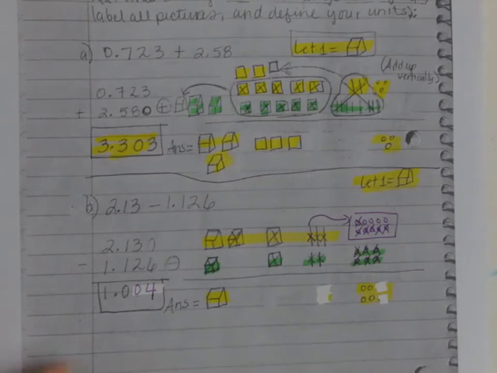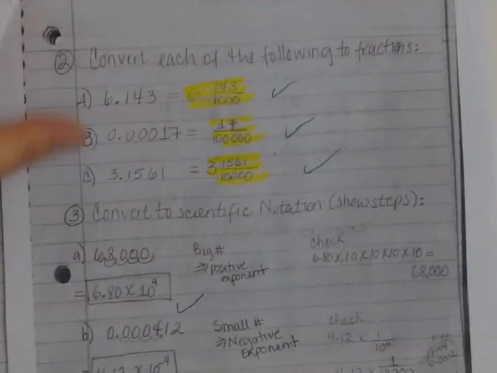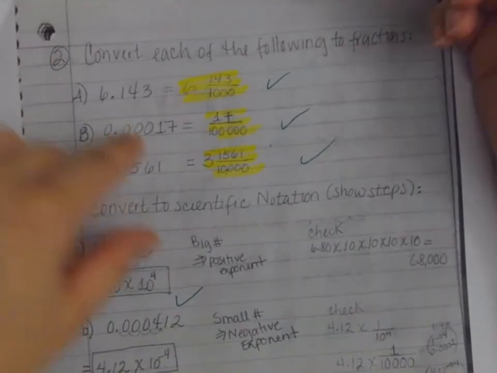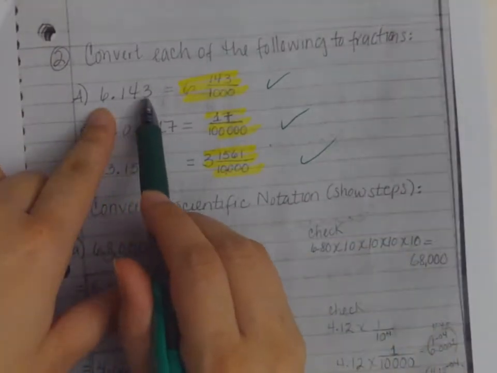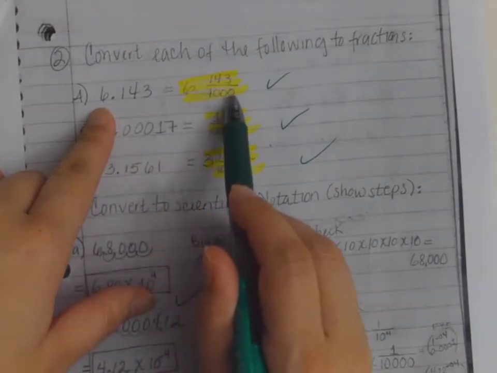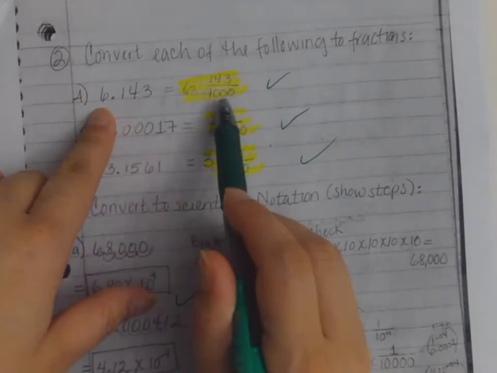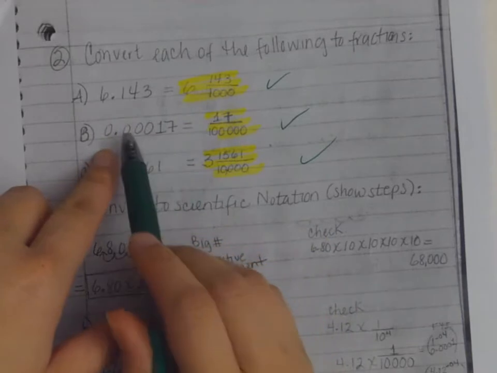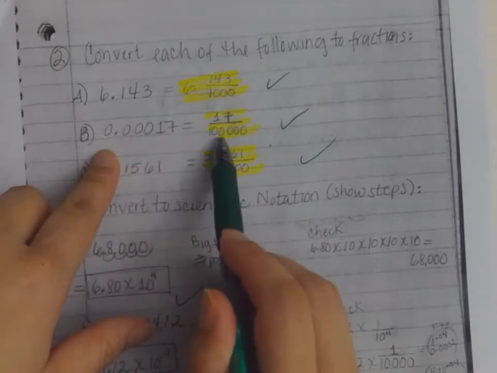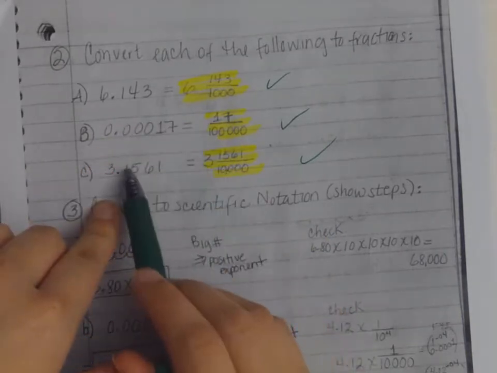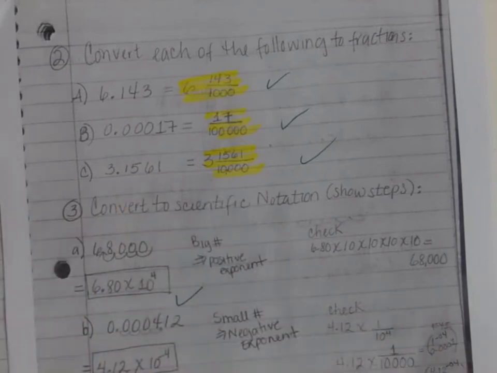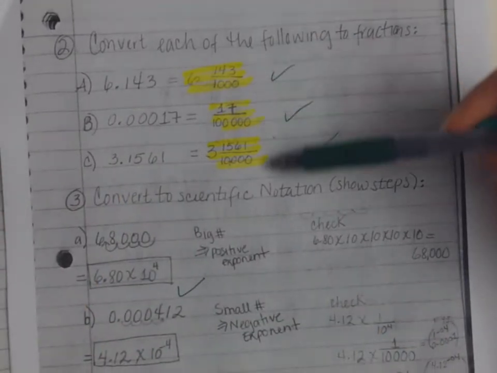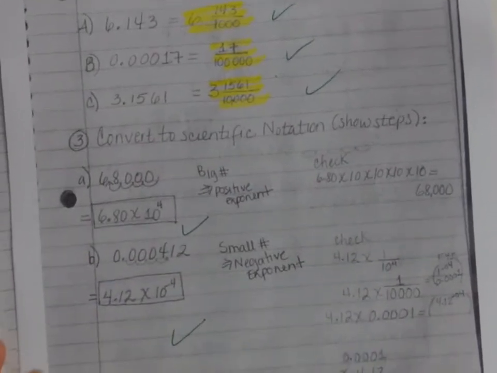Okay, so the next one is changing decimals to fractions. The key is, I have 3 decimal places, meaning thousandths, like 10, 100,000, right? So 3 zeros. So 1, 2, 3, 4, 5, I have 5 zeros here. And 1, 2, 3, 4, I have 4 zeros in the denominator, right? So that's the key. If you can reduce them, make sure you reduce them.